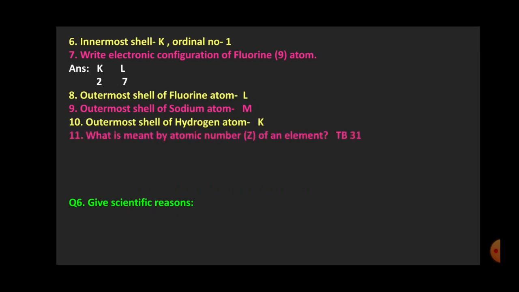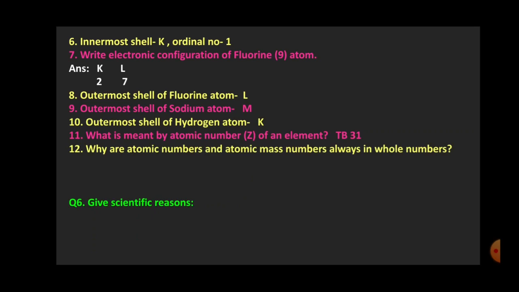11th is, what is meant by atomic number of an element? Now this is also directly given in the textbook, page number 31, and we had once written that answer also. So it is the same one which was written as 4.3. I am reading it again, page number 31, proton heading. The first point, the number of protons in the nucleus of an atom is the atomic number of that element and is denoted by Z, and it is called as the atomic number.